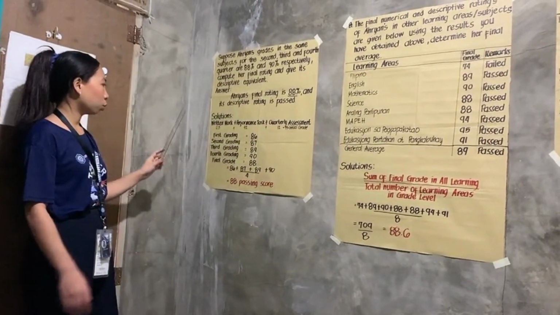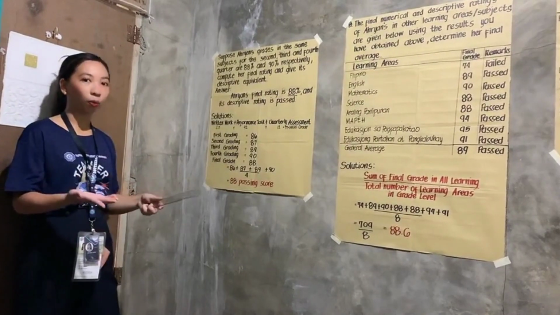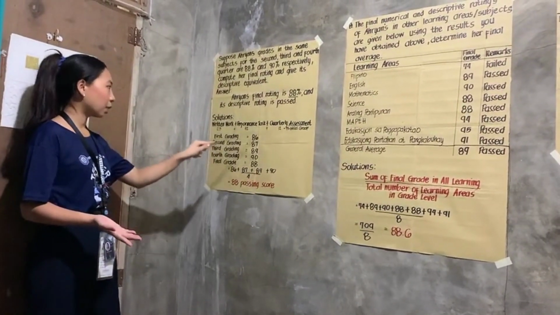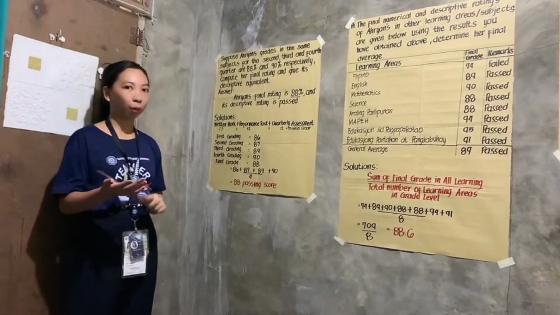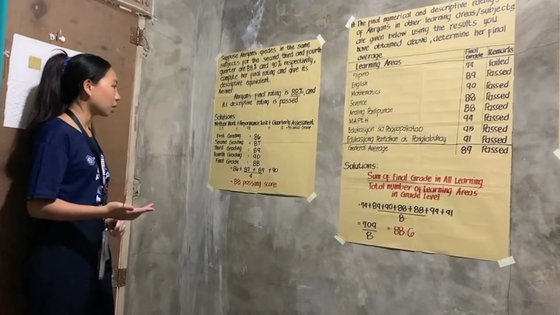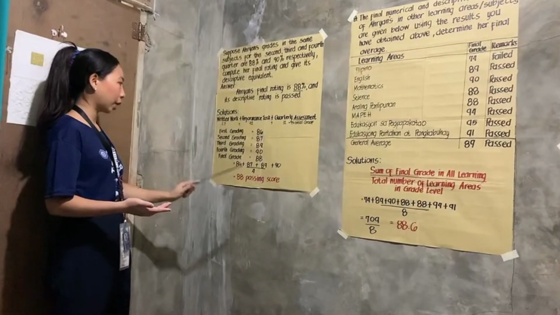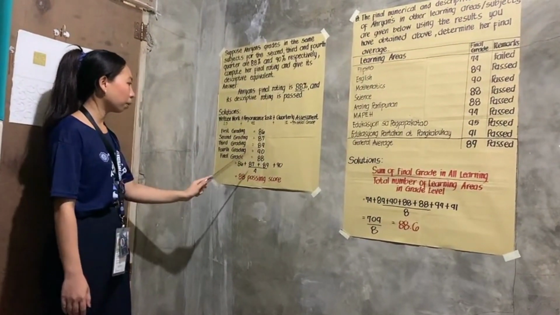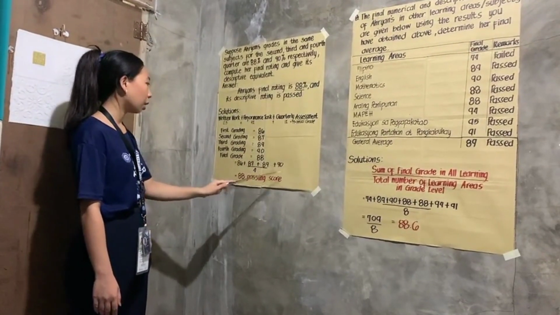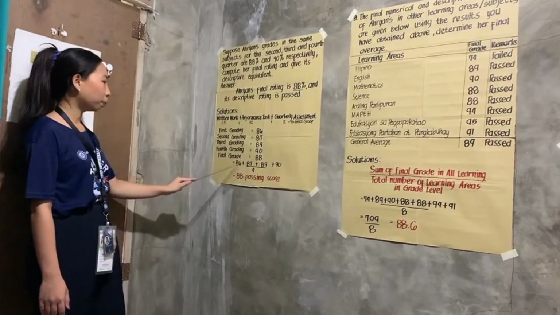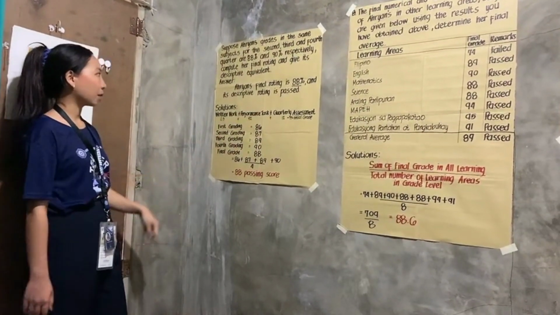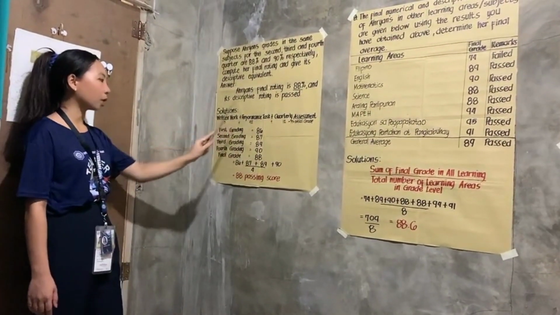So to get the final grade, we need to add all the grading grades, and we need to divide it by 4 since it is in a separate quarter grading. So 86 plus 87 plus 89 plus 90 divided by 4, that would be 88, which is this one. And that is a passing score. The descriptive rating is a passing score.